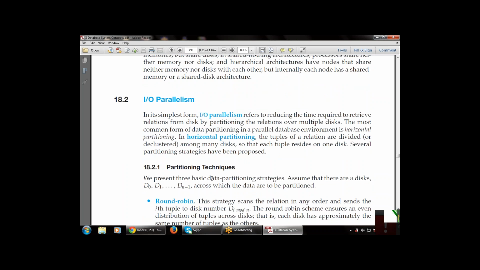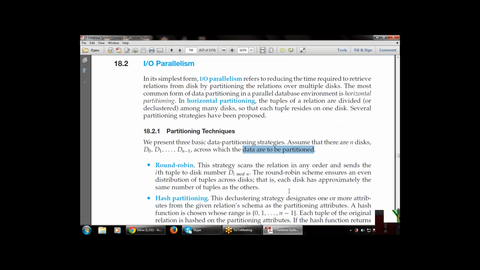Then what are the various partitioning techniques available? We present three basic data partitioning strategies. Assume there are n disks, that is D0, D1, up to Dn-1, across which data is to be partitioned. These are the various partitioning techniques, showing how the data will be partitioned among the disks.